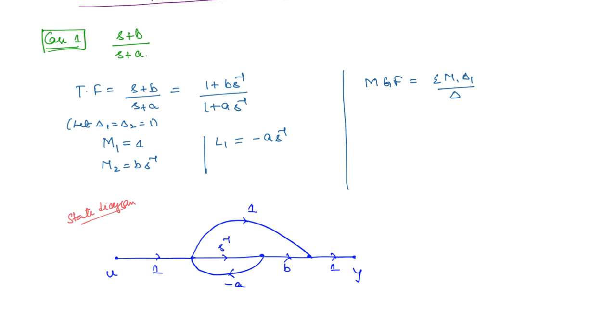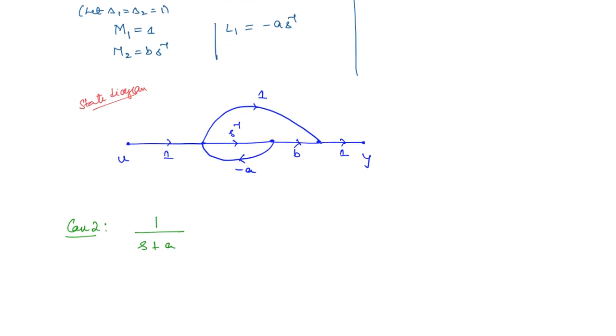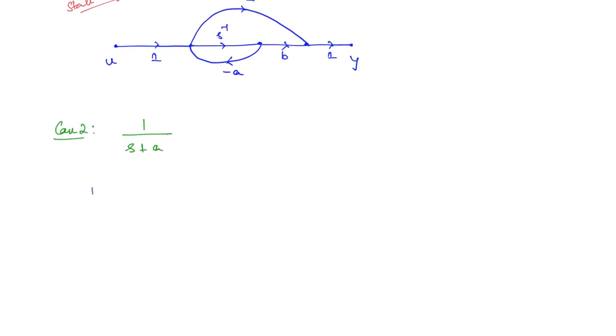Okay. Now what about the next case? Case 2, we have 1 by (s + a). In a similar way we have to do it. The transfer function is given by 1 by (s + a). So we will have to divide the numerator and denominator by the highest power of s, which is s^-1. So you're going to get s^-1 divided by (1 + a s^-1). Okay, so from here what will you get? There is only one forward path whose gain is s^-1, and the loop gain is minus a s^-1.